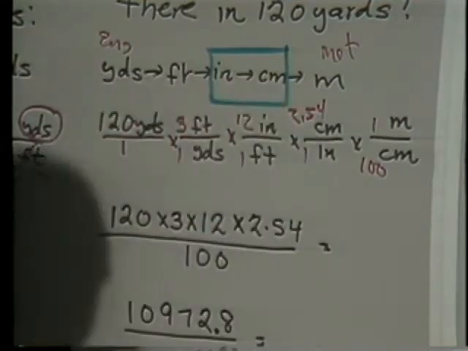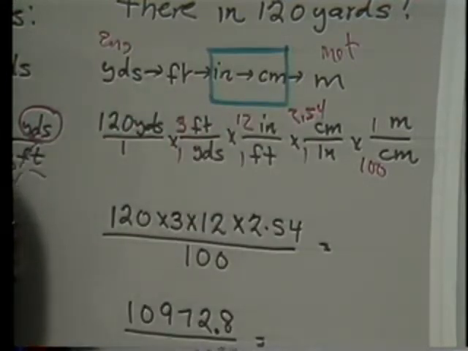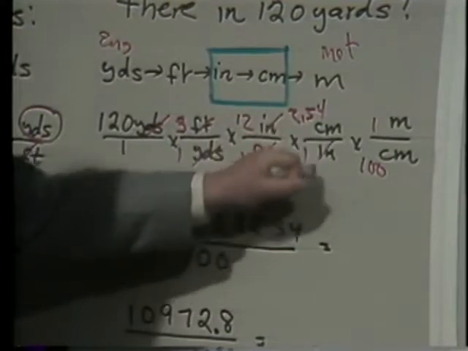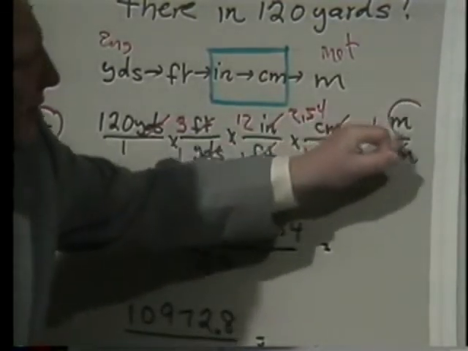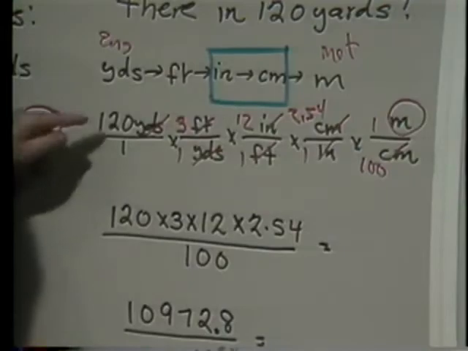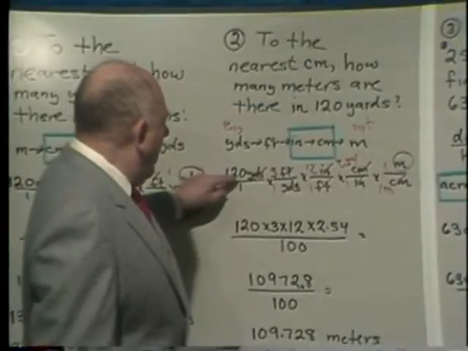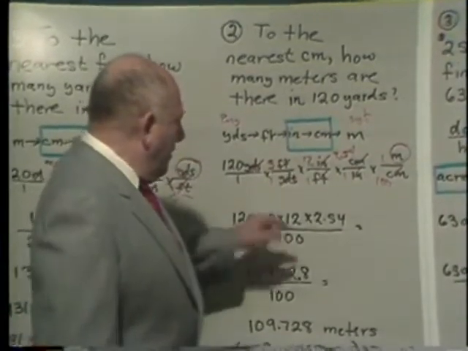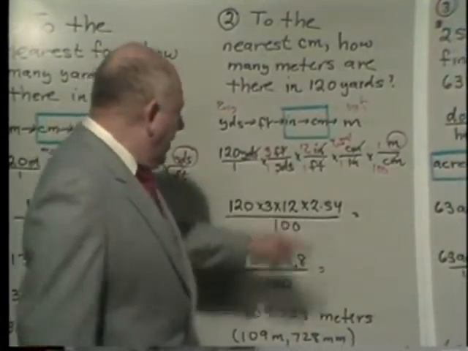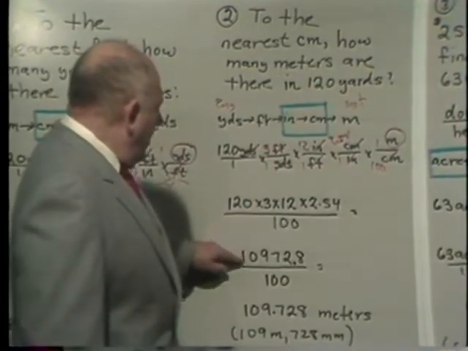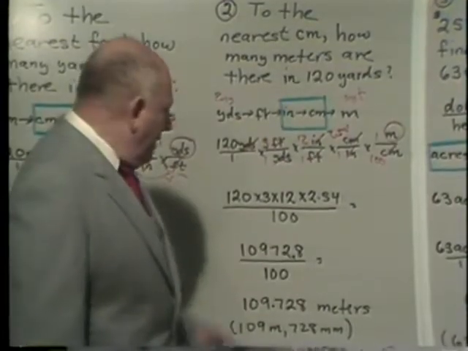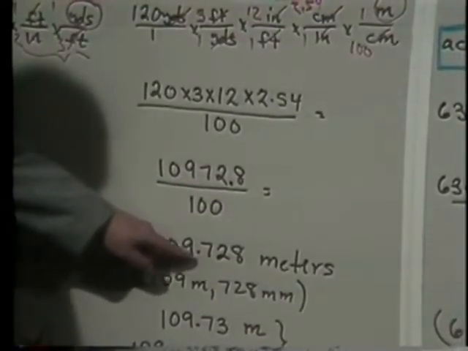Now I've got all the nouns in place. I double check to see if my label is right. I want the answer to be in meters, so I see what happens. The yards have canceled, the feet have canceled, the inches have canceled, the centimeters have canceled. I'm left with meters. So now I just do the arithmetic. My numerator is going to be 120 times 3 times 12 times 2.54 divided by 100. Again, using the calculator, the numerator comes out to be 10,972.8. The denominator comes out to be 100. I do the division. I get 109.728.